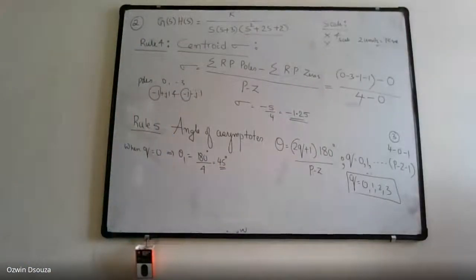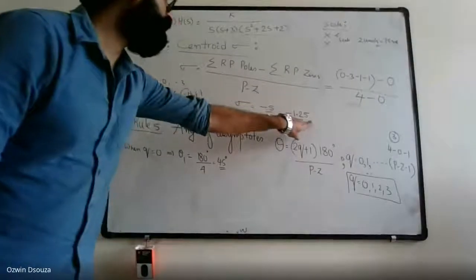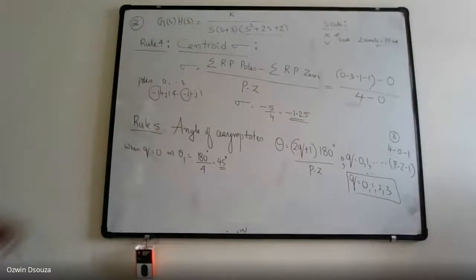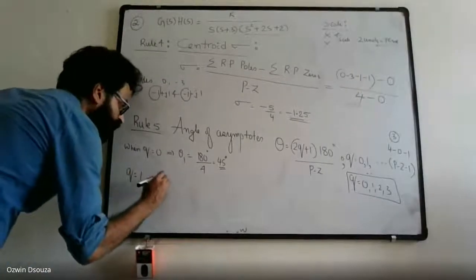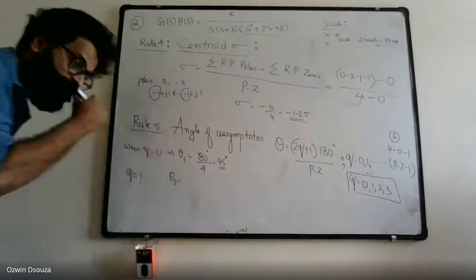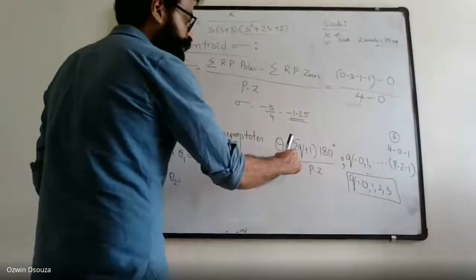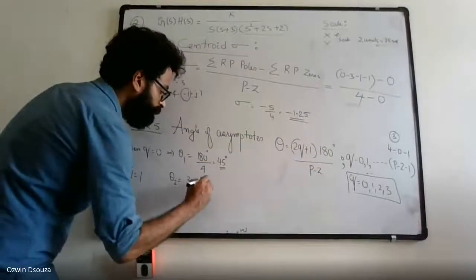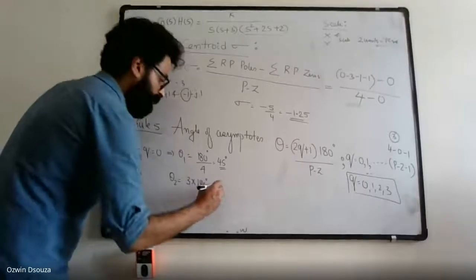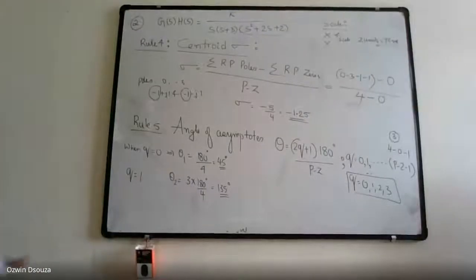So that is 45 degrees. So the first line, or the asymptote, you must draw with an angle of 45 degrees starting from the centroid, which is located at minus 1.25. And when you set q is equal to 1, you will get the second angle of asymptote. When you set it 1, what will happen? 2 into 1, that is 2 plus 1. So basically it is 3 into 180 by 4. So that's 135 degrees, 3 times the first angle.